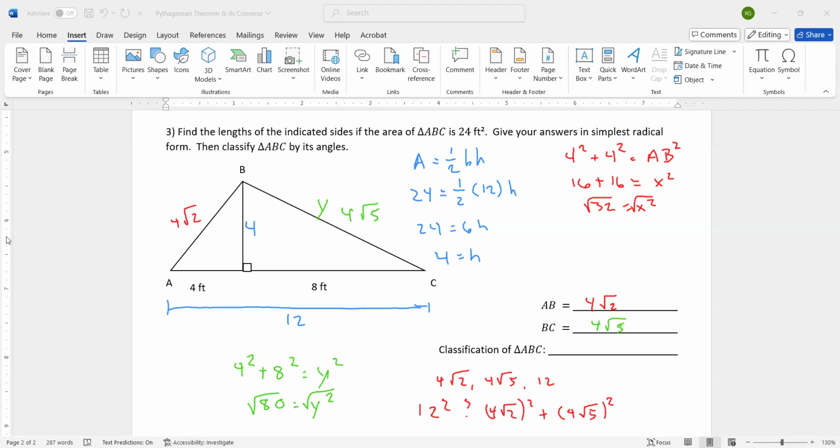So 4 squared is 16. Radical 2 squared is 2. So 16 times 2 is 32. 4 radical 5 squared, you got to square the 4. 16 times 5 is 80. 12 squared is 144. 32 plus 80 is 112. So 144 is bigger than 112. If C squared is bigger, triangle ABC is obtuse. Okay. And that concludes our video for lesson 1 of unit 7.